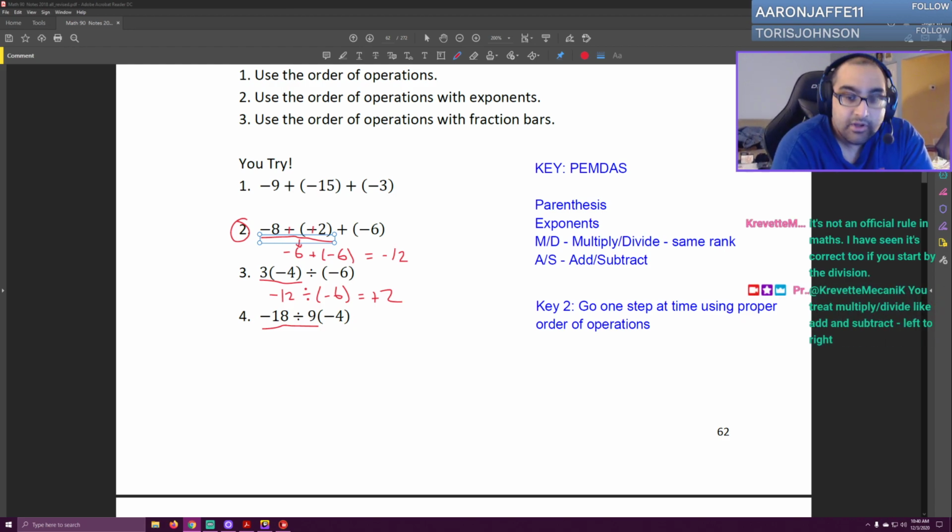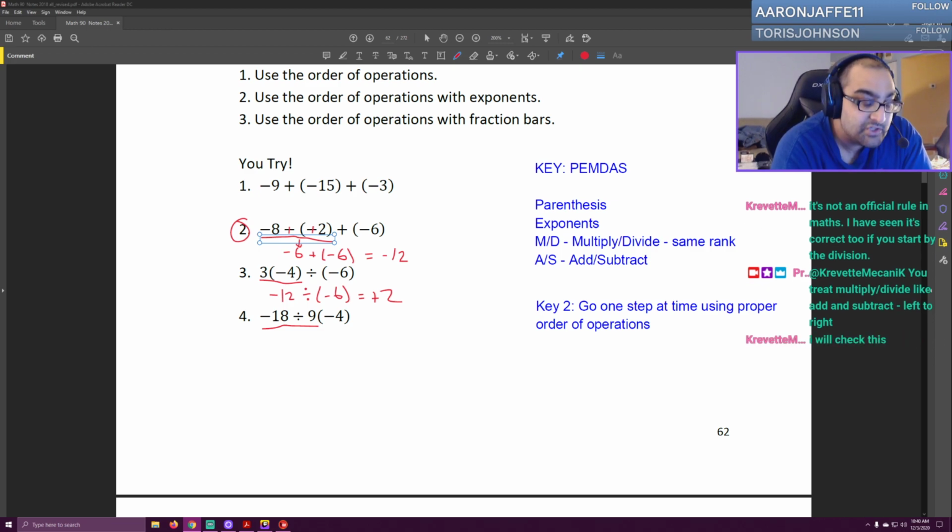Okay, so I'm going to point this out here for you, Crevette, and for everyone else. Again, with multiply and divide being on the same rank, we go from left to right. So if we want to do, say, negative 18 divided by 9, that's what we actually have to do first here, unless there's parentheses that basically force us to do, say, 9 times minus 4 first. Well, that's how we attack these problems.